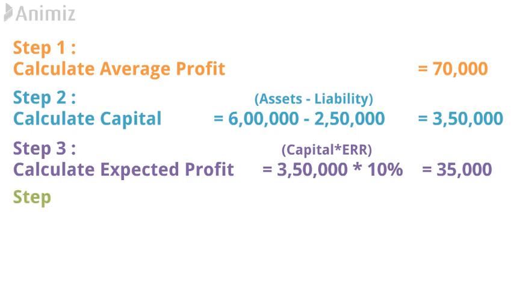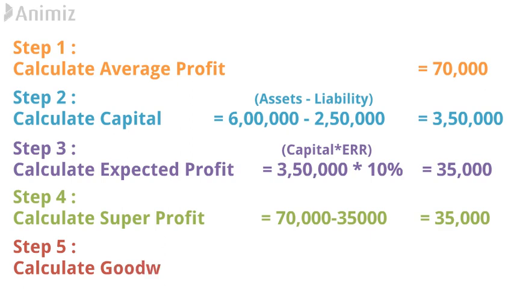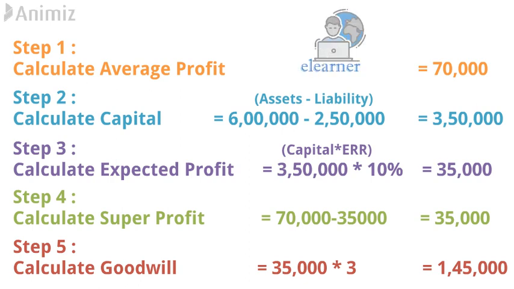Step 4, as I said, we need to calculate super profit, that is average profit minus expected profit. So 70,000 minus 35,000, so we will get 35,000 as super profit. And finally, step 5, that is calculation of goodwill. As I said in the previous sum, goodwill equals super profit into number of years of purchase, that is 35,000 into 3. And here we will get the amount of goodwill, that is 1,05,000.